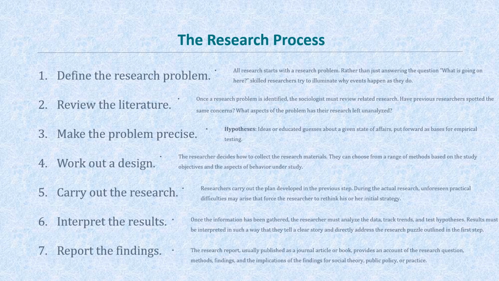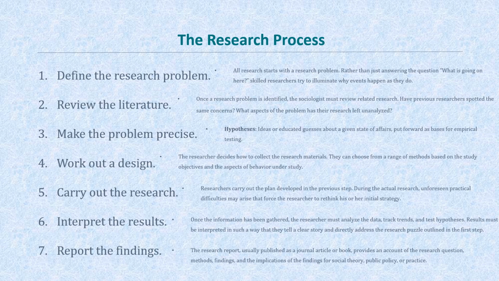The research process. There are 7 steps to the research process. The steps include defining the research problem, reviewing the literature, making the problem precise, working out a design, actually carrying out the research, interpreting the results, and reporting the findings. In looking at the definition of the research problem, all research starts with a research problem. Rather than just answering the question, what is going on here? Skilled researchers try to illuminate why events happen as they do.